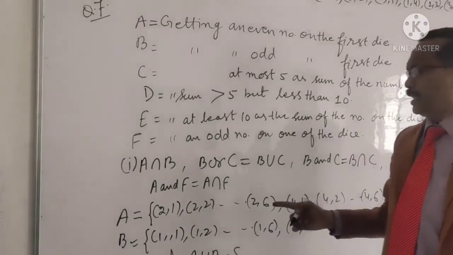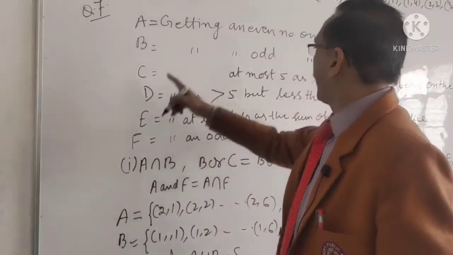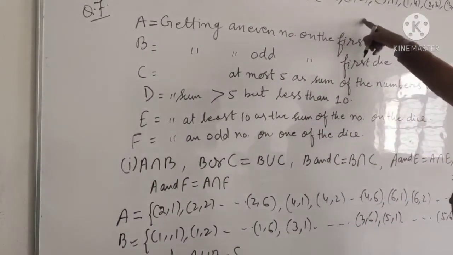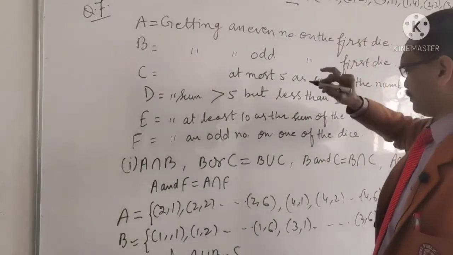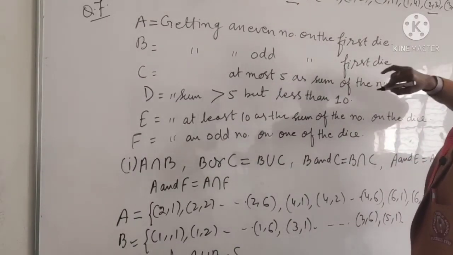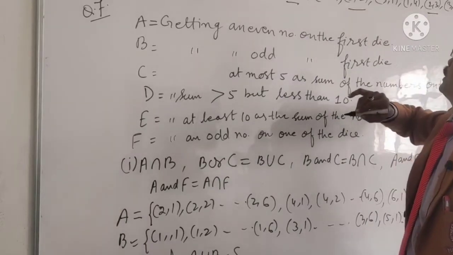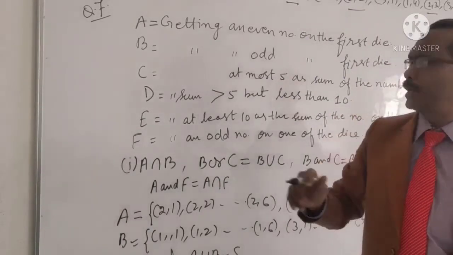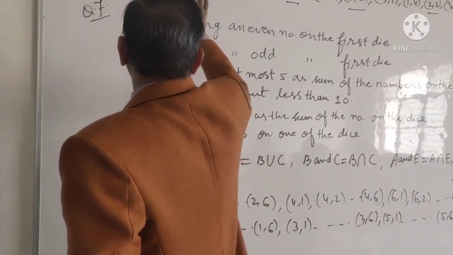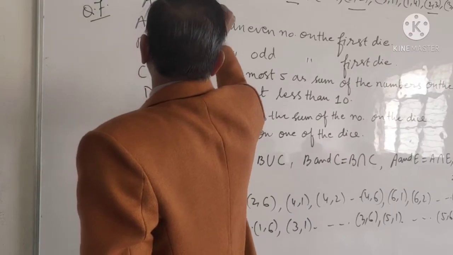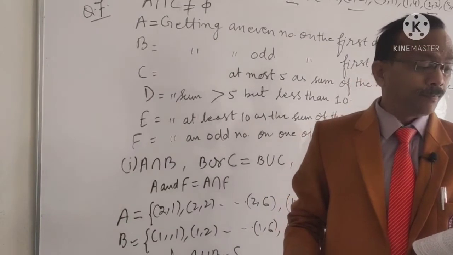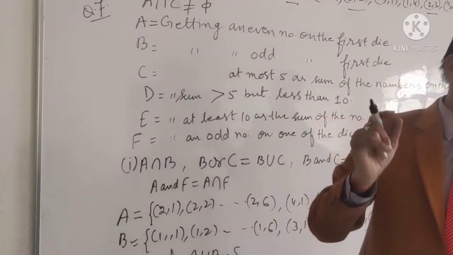So we can see here the elements of A and C. Many elements are common here, like 2,1 is common, 2,3 common, 4,1 common, 2,2 common. So if elements are common, A intersection C is not equal to the null set. Therefore, A and C are not mutually exclusive. So option C is false.